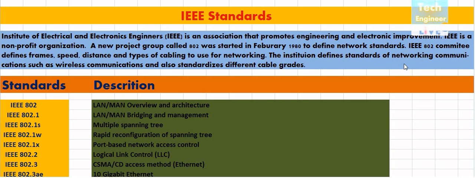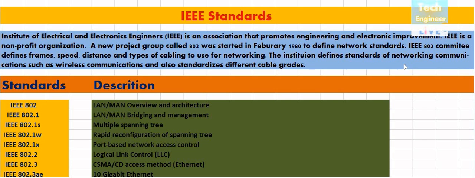A new project group called 802 was started in February 1980 to define network standards. There was a time when technology started growing rapidly. Protocols started developing, and each and every organization started developing their own protocols, benefiting the user and discovering a lot of new things. So the IEEE 802 committee at that time defined frames, speed, distance, and types of cabling to use for networking.